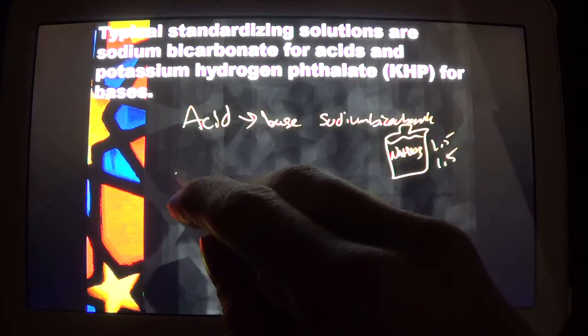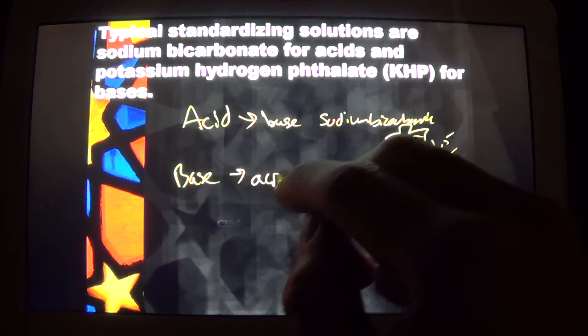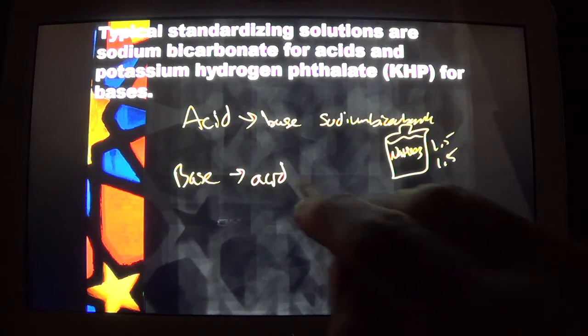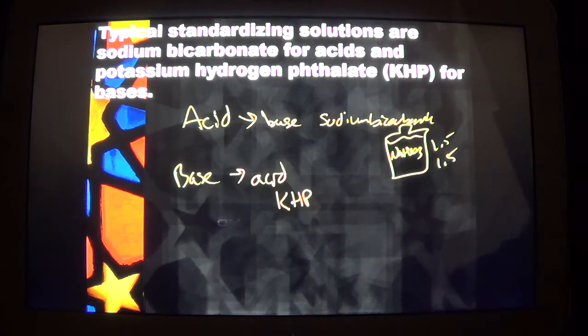What if I want to standardize a base? Well, I would want to use an acid. And the acid we use for it is potassium hydrogen phthalate, otherwise, as you will appreciate, known as KHP. Because I'm sure you don't want to go around having to say potassium hydrogen phthalate every time that you want to talk about, hey, who's got the bottle of potassium hydrogen phthalate? Hey, have you seen the potassium hydrogen phthalate? I don't know where it is. Oh, there it is. I think the potassium hydrogen phthalate's over there. Okay, so we call it KHP.